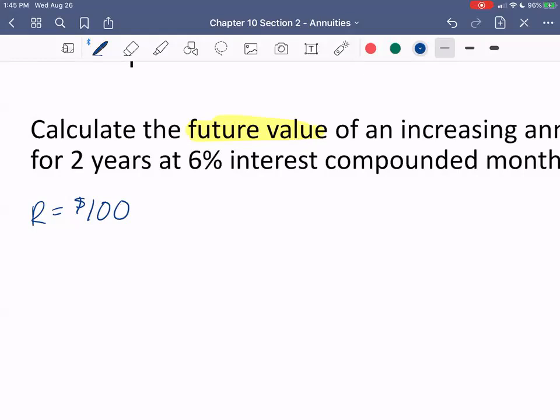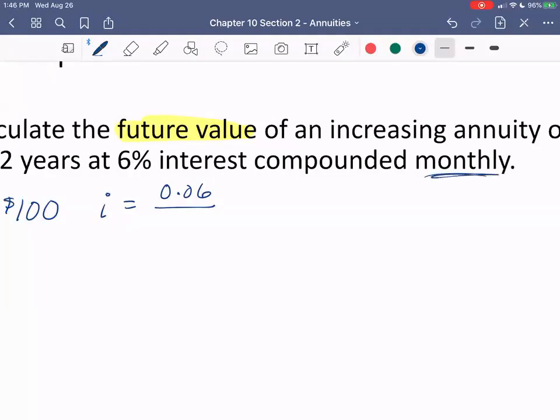Now in our formula, we needed R, F, N, and I. Well, it asked to calculate the F, so we know we're trying to find F, the future value. We found R, our rent, and now we need to find our I, and then we also need to find our N. Remember, our I is the interest rate, the rate per period. So our I, again, is our rate over our N. So we're going to say 0.06 because it's 6%, over 12 because it's compounded monthly. And this gives us 0.005.